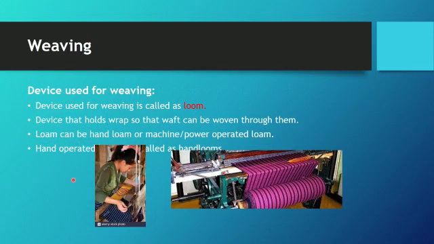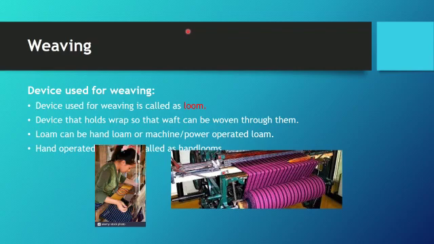For knitting, we need only one set of yarn. There is a device used for weaving, and it is called a loom. The device that is used to weave fiber to yarn into fabric is what we call a loom. It holds the warp so that the weft can be woven through them. A loom can be a hand loom or a machine operated loom.